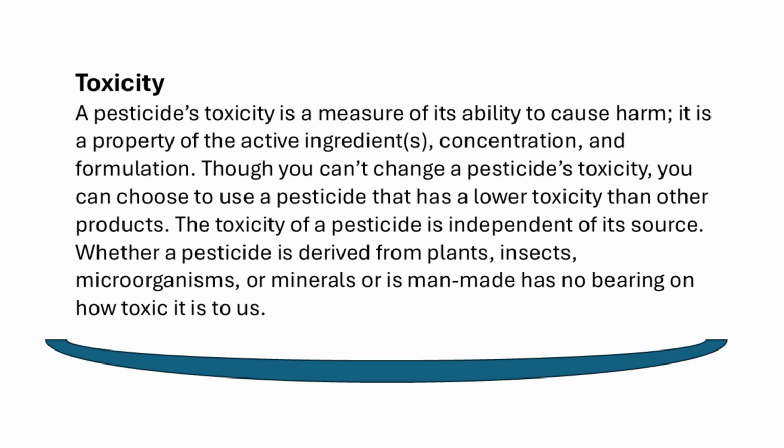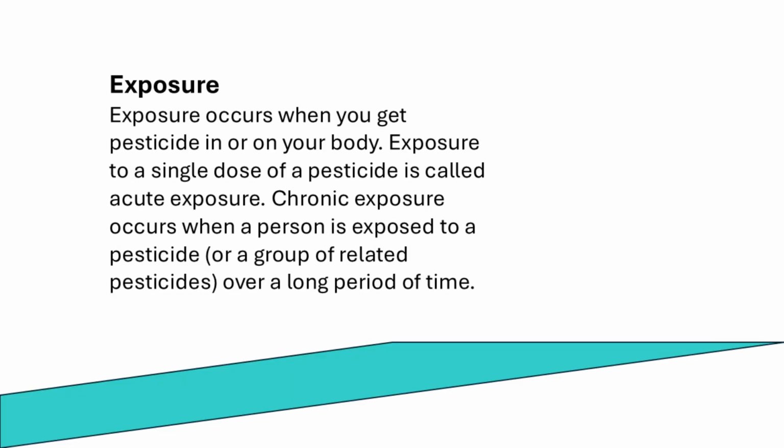Toxicity. A pesticide's toxicity is a measure of its ability to cause harm. It is a property of the active ingredients, concentration, and formulation. Though you can't change a pesticide's toxicity, you can choose to use a pesticide that has a lower toxicity than other products. The toxicity of a pesticide is independent of its source. Whether a pesticide is derived from plants, insects, microorganisms, or minerals, or is man-made, has no bearing on how toxic it is to us.